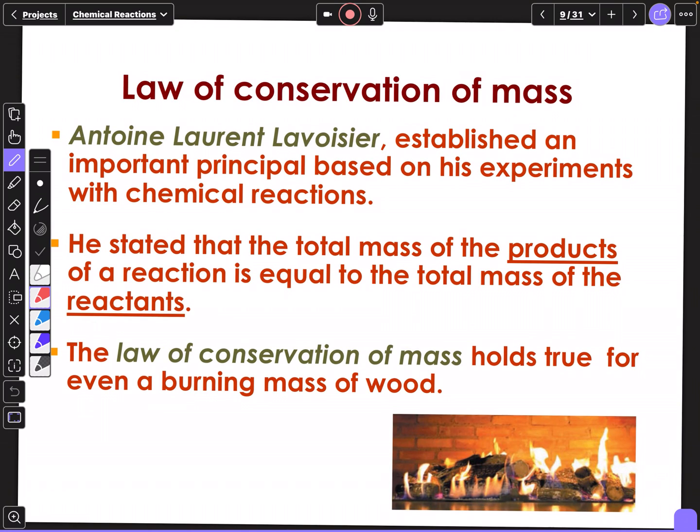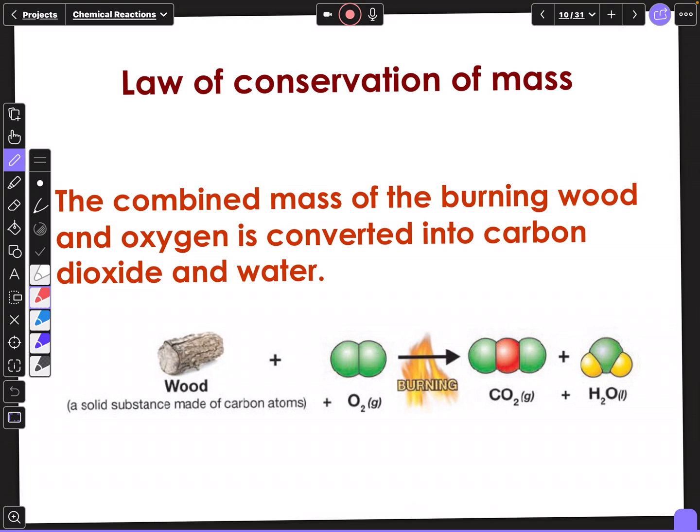The law of conservation of mass was come up with by Antoine Lavoisier, and he established an important principle based on his experiments with chemical reactions. He said that the total mass of the products of a reaction is equal to the total mass of the reactants. That even holds true for a burning piece of wood. Matter is not created or destroyed in a chemical reaction; it is conserved, so you have the same amount of products. The combined mass of burning wood and oxygen is converted into carbon dioxide and water.